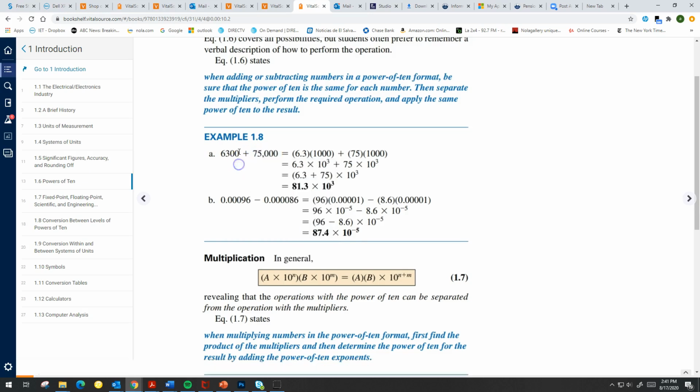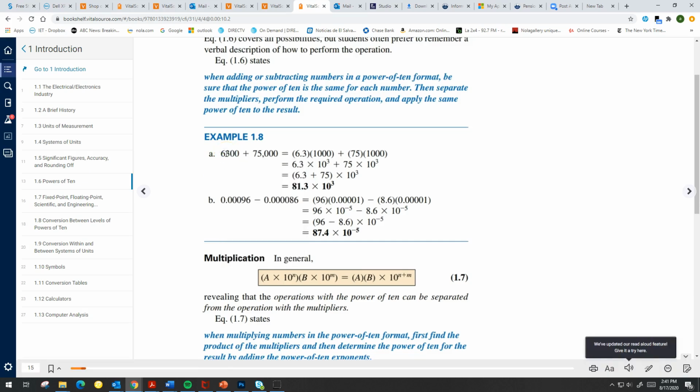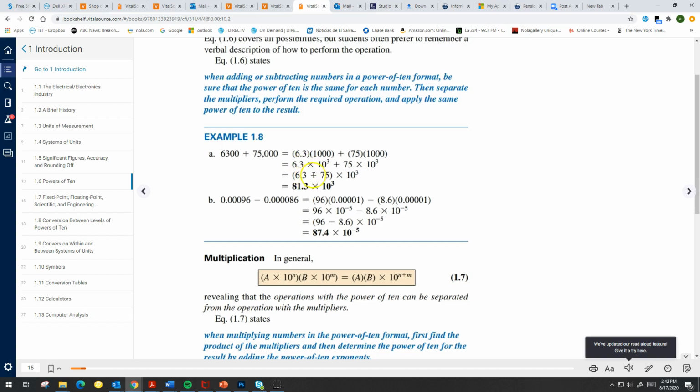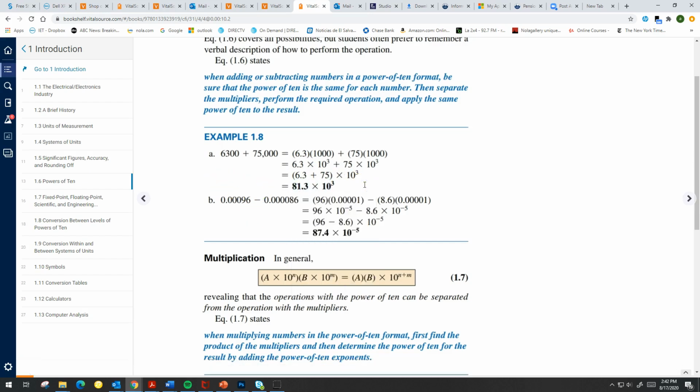No problem here. This one, however, if I want to write it as thousands, I'm going to have to move the decimal point between the 6 and the 3. So I have 6.3 times 10 to the third. As you can see, this highlighted number is exactly the same as 6,300, right? And the reason I'm doing that is because, remember, I want to add thousands to thousands. I want to keep the exponents the same so that I can simply add 6.3 plus 75, see? And then the answer will be 81.3 times 10 to the third.